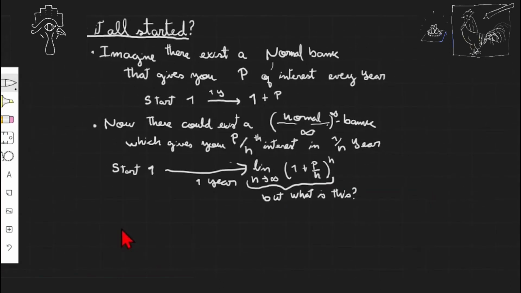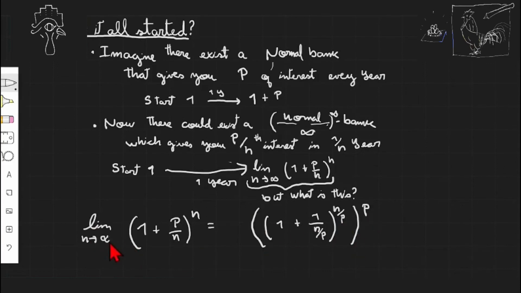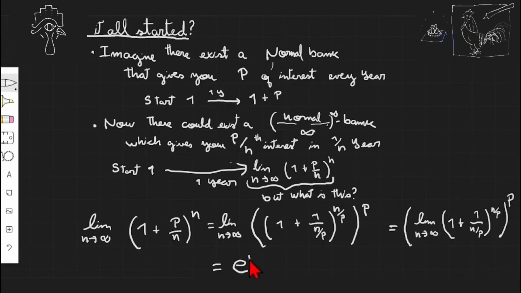But what does this limit mean, when we knew the limit when instead of p we have 1? Now that we have p, how can we calculate this limit? So let me show you how I do this, and we get exactly the exponential of p.